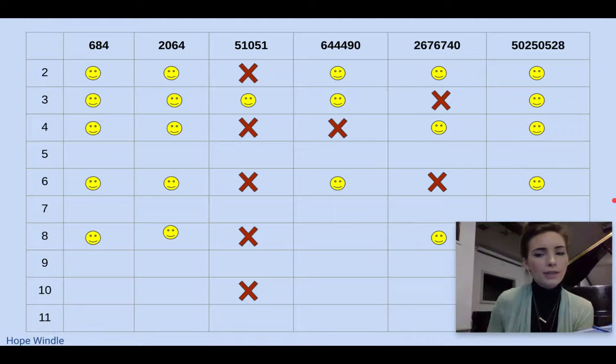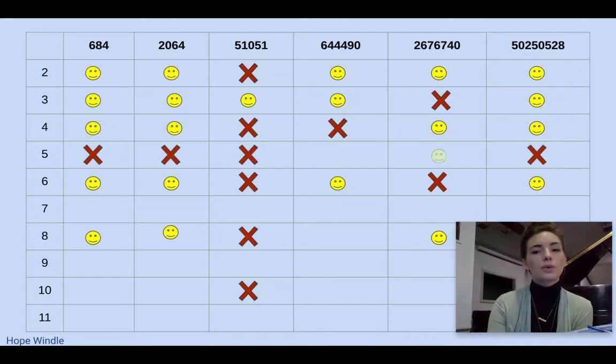Okay, now for 5, that's going to be a little bit easier. If it ends in 0 or 5, it is going to be divisible by 5. So we can easily tell that those other numbers are not, but the 2 ending in 0 will be.